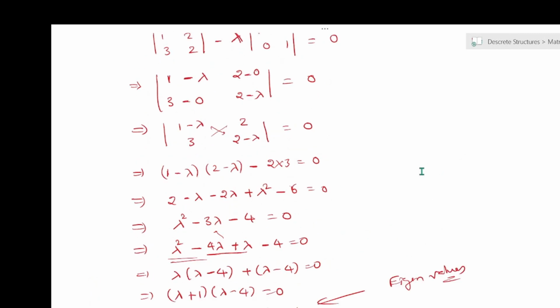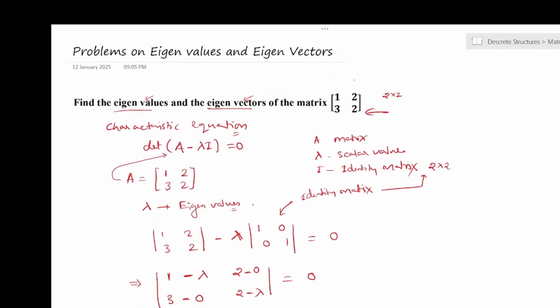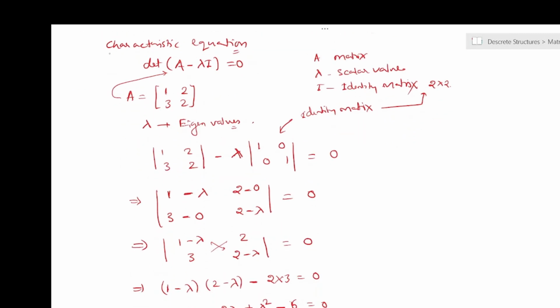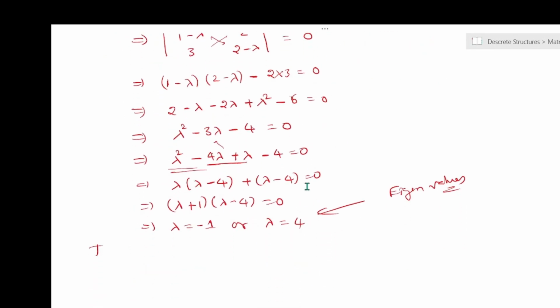Just remember the procedure. Whenever you are given a matrix and asked to find the eigenvalues and the eigenvectors, first you are going to find the eigenvalues, that is the value of lambda. To find the value of lambda, you consider the characteristic equation, that is determinant of A minus lambda I is equal to 0. A minus lambda I comes from the definition itself. Then A is the given matrix, and just substitute the values and find lambda by solving the determinant.